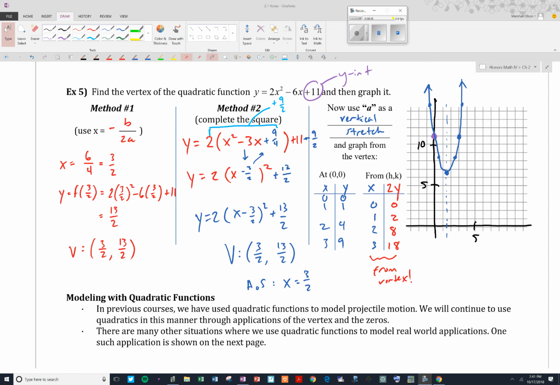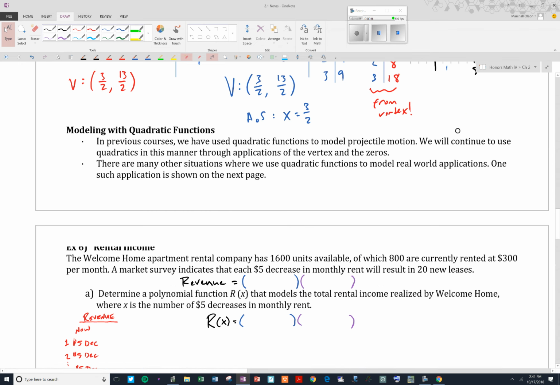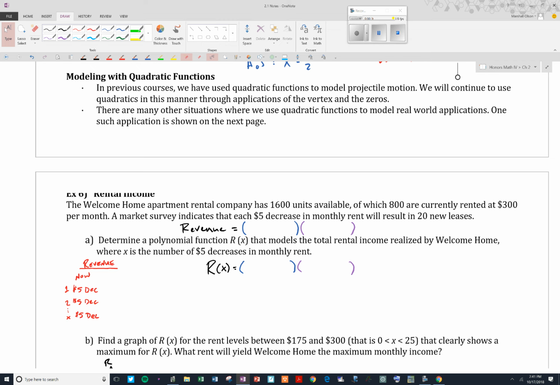All right, we're going to finish up section 2.1 here, modeling with quadratic and linear functions. We are going to do some of the same things that we did in Algebra 2 with modeling of quadratic functions, which was a lot of projectile motion sort of problems.